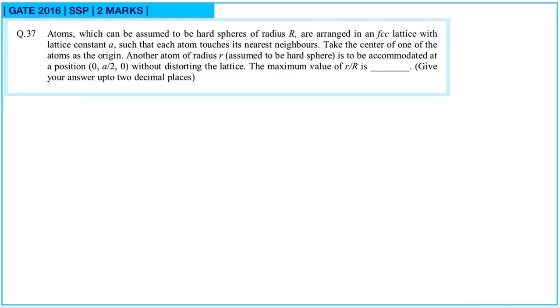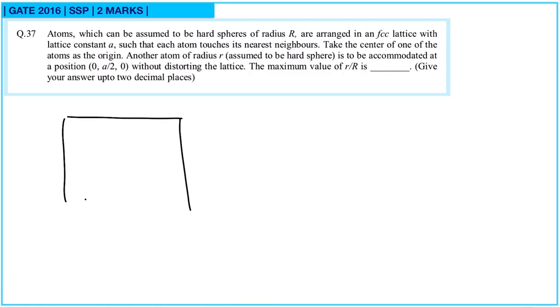Next question. Atoms which can be assumed to be hard spheres of radius r are arranged in an FCC lattice with lattice constant a such that each atom touches its nearest neighbors. Take the center of one of the atoms as origin. Another atom of radius small r, assumed to be a hard sphere, is to be accommodated at a position 0, a by 2, 0 without disturbing the lattice. The maximum value of small r by r is.